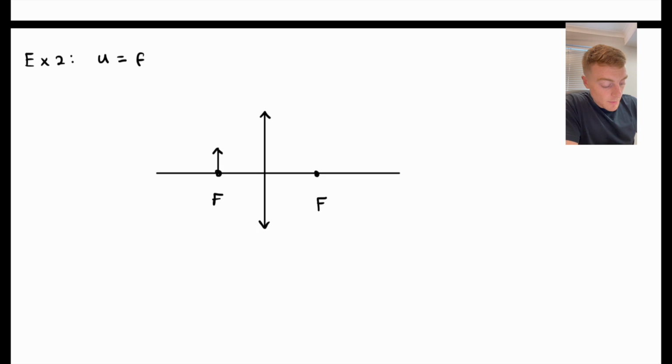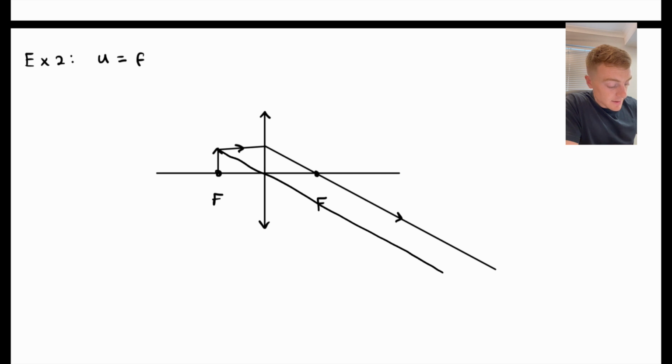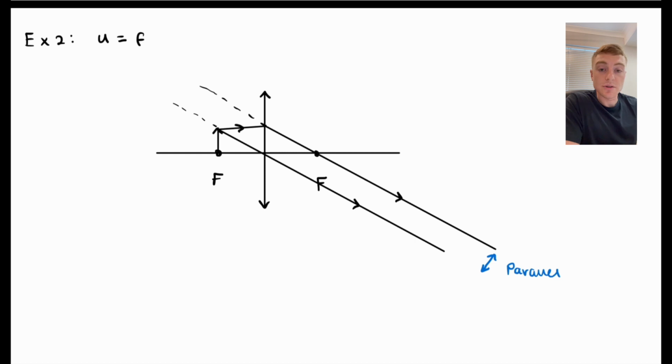Again, I'm going to draw my parallel ray that gets refracted through the focal point. Then I'm going to draw my ray that goes through the center of the lens, completely unrefracted. Now in this case, what you can see is that the rays are parallel. So even if we trace back, we still never reach a point where the two rays meet.